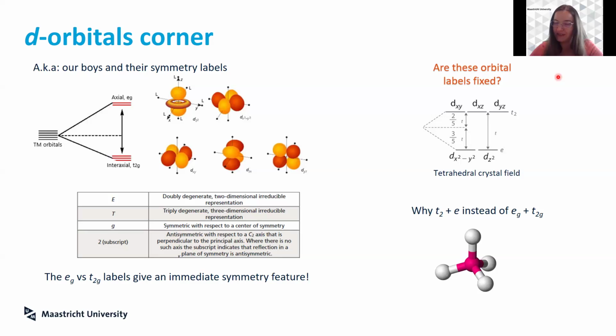And I've noticed that the tetrahedral crystal field has only these T2 and E. Please give a thought of why would you have T2 and E instead of EG and T2G when you go into tetrahedral crystal field.